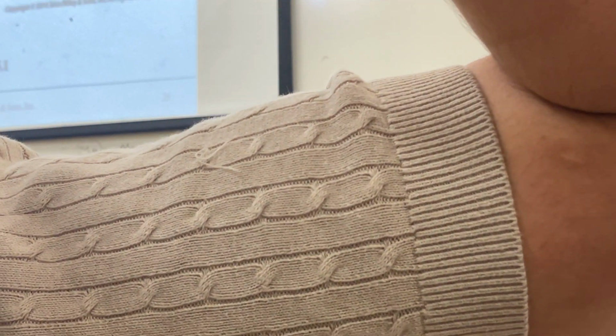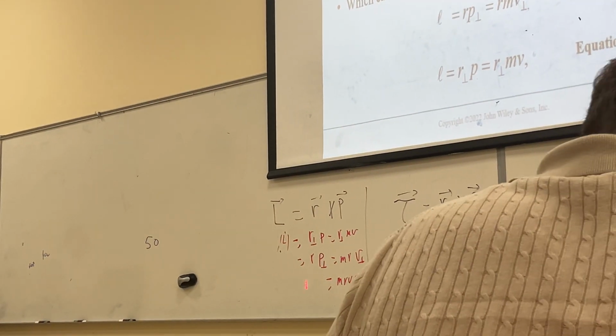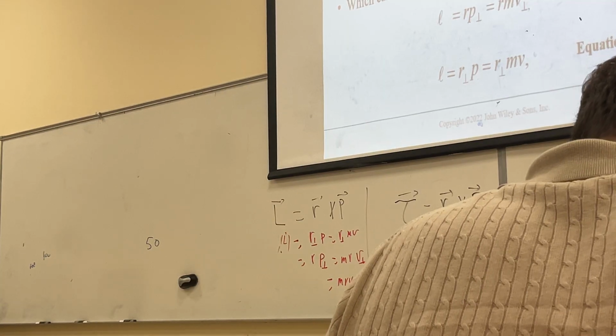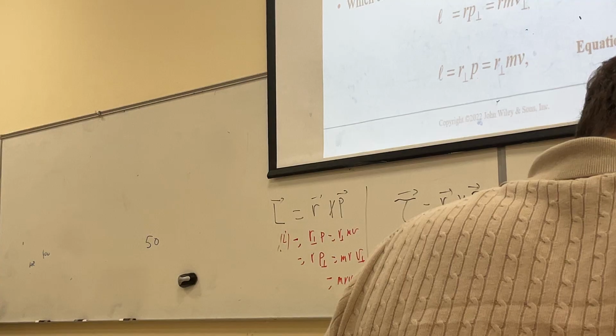So this is what I was saying. R P perpendicular, or R perpendicular times P, is the same thing, which I wrote here. So this is the definition, and the unit is kilogram meter squared per second, or joule times second.